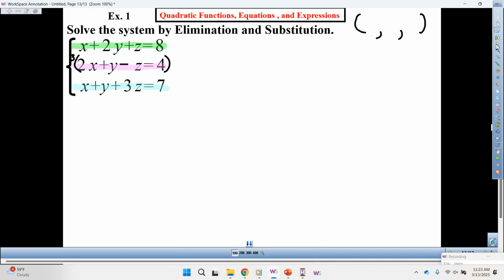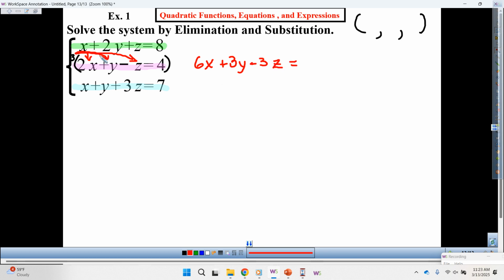Now that you saw what we're working with, here we go. So I'm going to do that in red. So 3 times 2x, that's 6x. 3 times y, that's 3y. And 3 times negative z is negative 3z equals 3 times 4 is 12. And then I want you to write it one more time to the right. 6x plus 3y minus 3z equals 12.